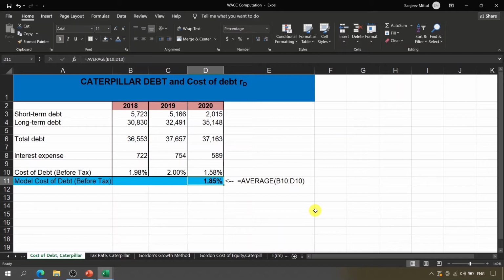And before that, as you know, you need to see some further sessions on how I have calculated the tax rate for the company. And lastly, when we model our cost of debt, I shall convert this before tax cost of debt into after tax cost of debt at the end. But for this particular session, you have understood how to calculate the model cost of debt before tax.